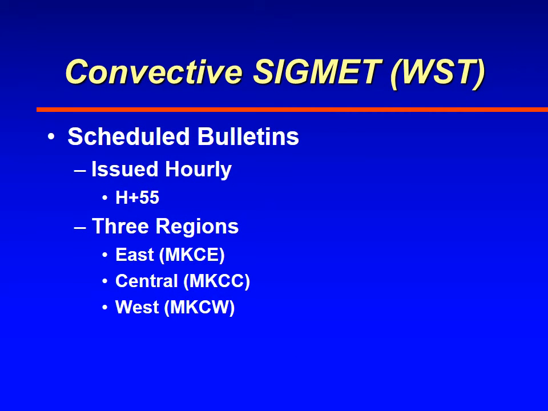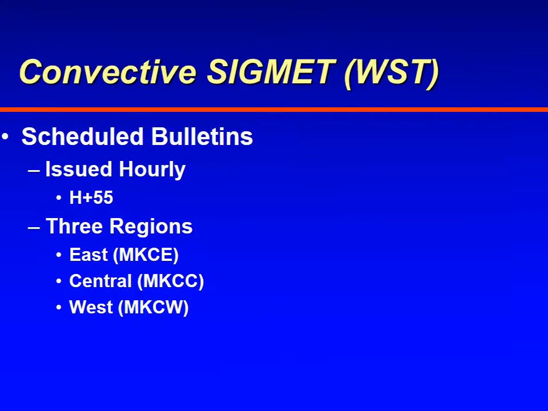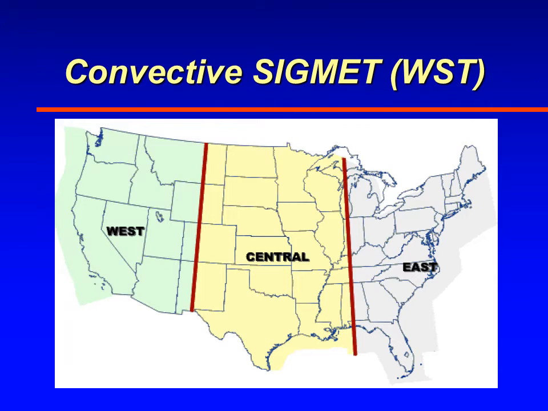Convective SIGMETs come out 55 minutes after the hour, or if you like, 5 minutes before the hour. They cover 3 regions: the East, Central, and the West. They use the MKC identifier because that's where the Severe Storms Forecast Center was located back in the 1990s, and they haven't changed it. So there's your breakdown. Those are the lines of longitude that denote the East from the Central from the West, and they'll issue convective SIGMETs for each region.